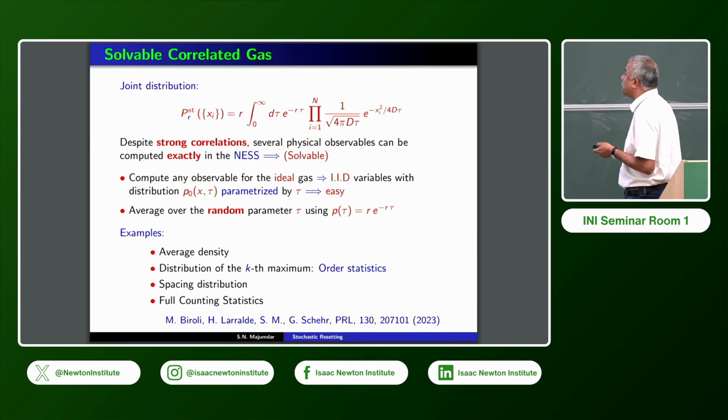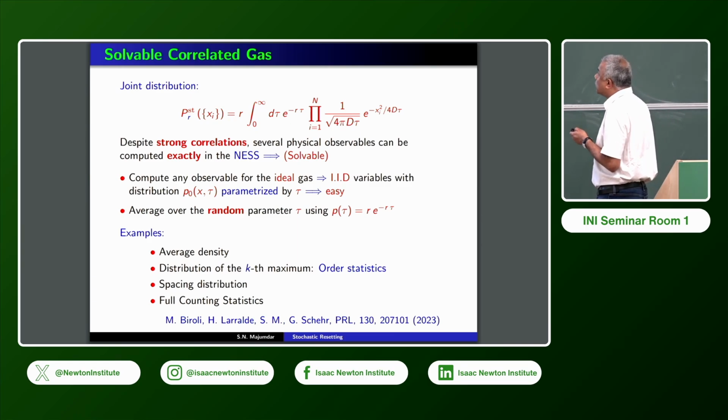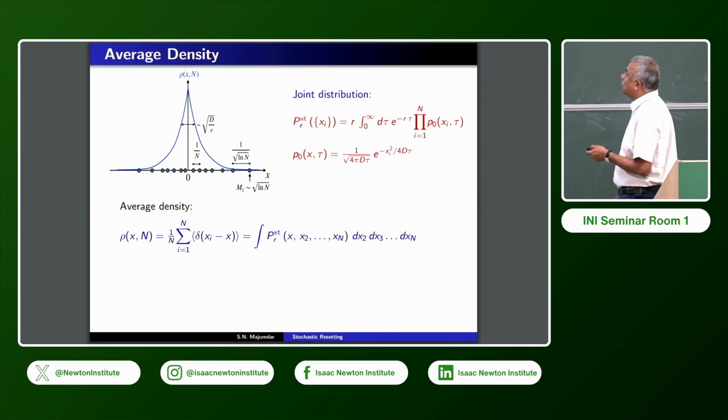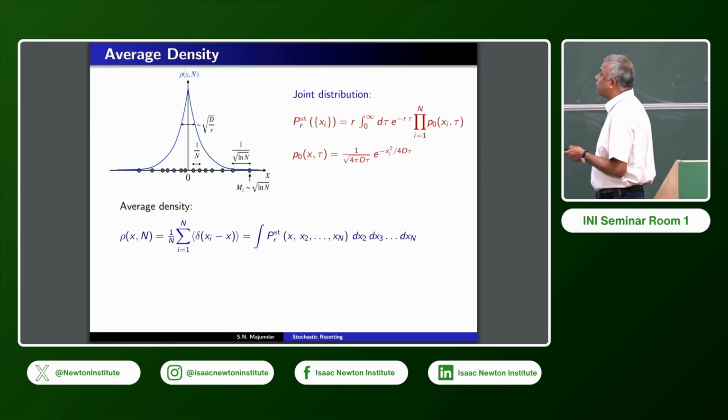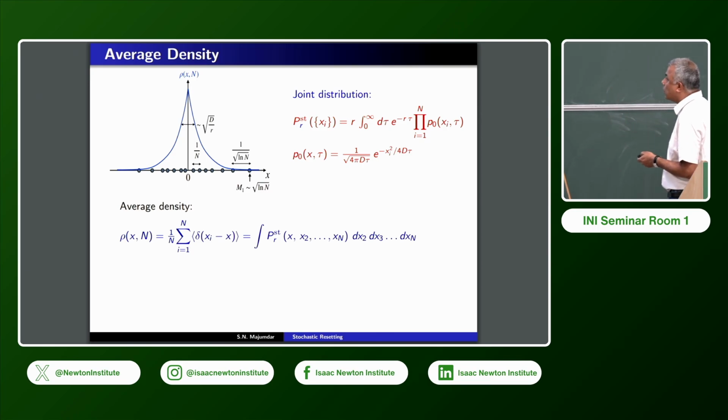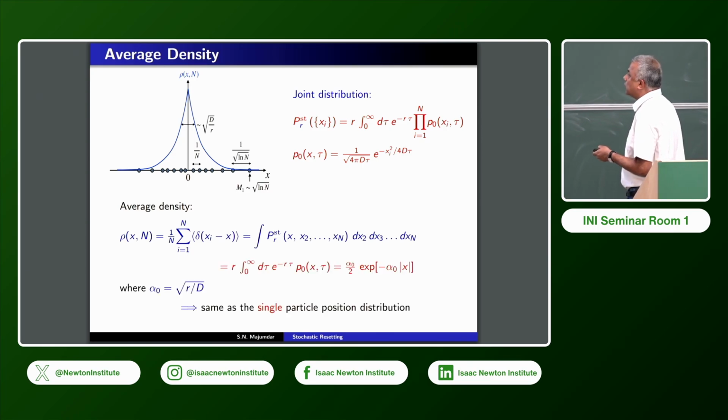In the case of random matrices, again you have a strongly correlated point process, but here it is much simpler to calculate all these observables. I'm not going into the details of the computation, but just to show you some results. For example, the average density is just the expectation value counting how many particles are between x and x plus dx, normalized to 1. This is just the marginal of the joint distribution: you integrate over all the positions and keep just one of them at x. And this is of course just the one particle distribution which you already computed, exponential minus alpha naught mod x.